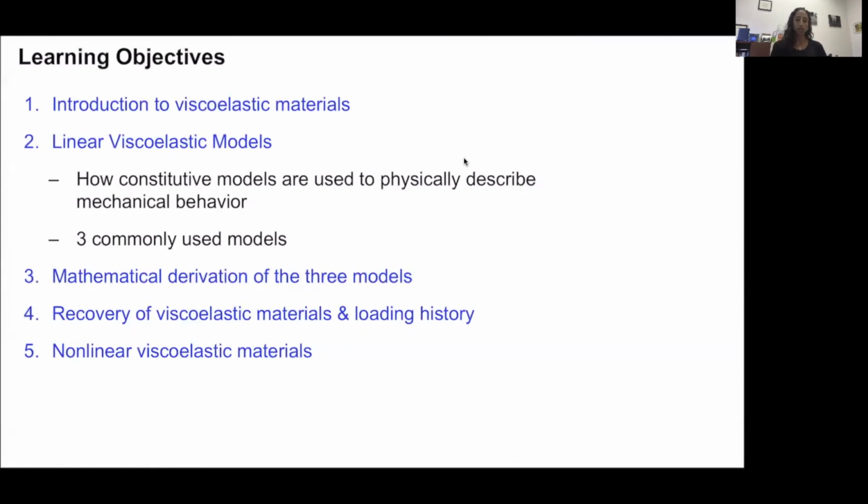In the more advanced modules, I'll actually go through the derivation of the models and discuss how we can apply these models for recovery behavior and understanding loading history. And then lastly, I'll talk about nonlinear viscoelastic materials and how this is applied more specifically for biological materials that have a nonlinear elastic response.